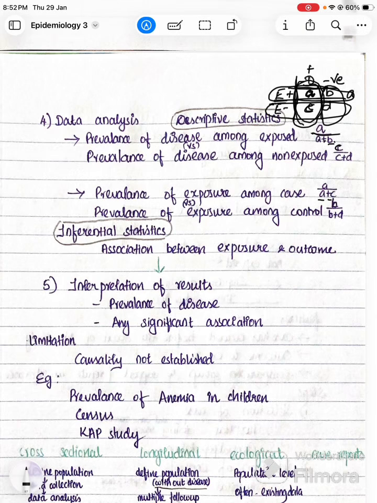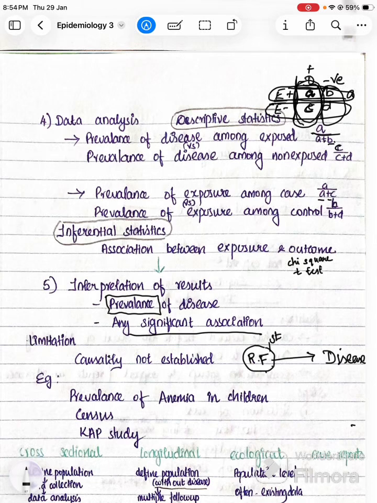Now inferential statistics, we'll be calculating association between the exposure and the outcome. So we may use tests like the chi-square test or t-test according to data type to check is there any association between these two variables like smoking and cancer. Now the next part is interpretation of the results. What we get from this cross-sectional study is magnitude of the disease, otherwise called prevalence of the disease, as we studied earlier. And we may get what? Whether a significant association is there or not, right? From the inferential statistics. What is the limitation of the study? Limitation is causality is not established.